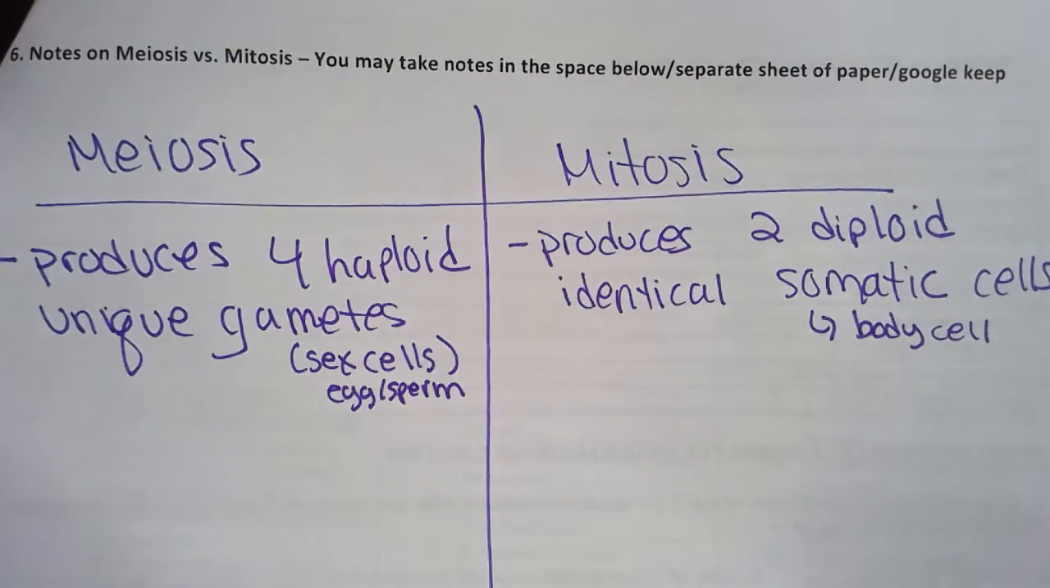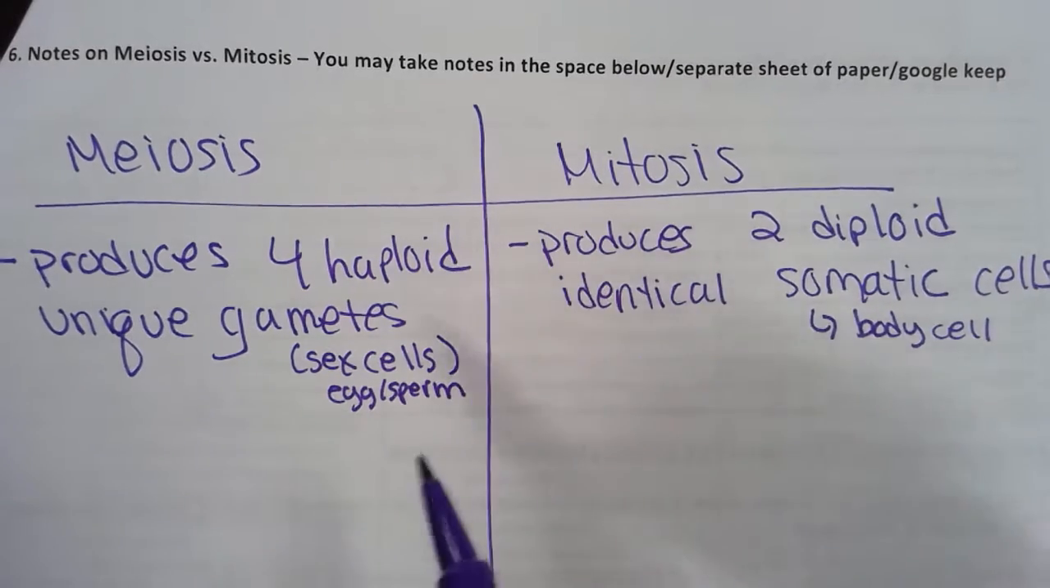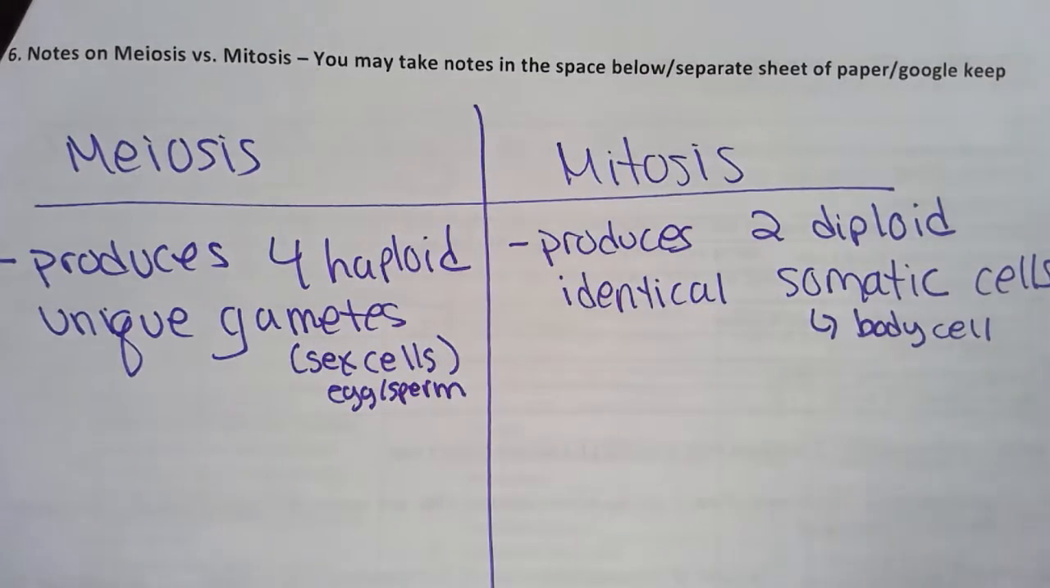Basically any cell in your body that's not an egg or a sperm. That's every other cell in your body. So that's your skin cell, that's your heart cell, that's your liver cell, that's your brain cells. Any other cell that is not a sex cell is considered a somatic cell.